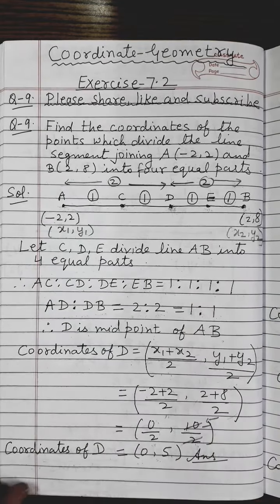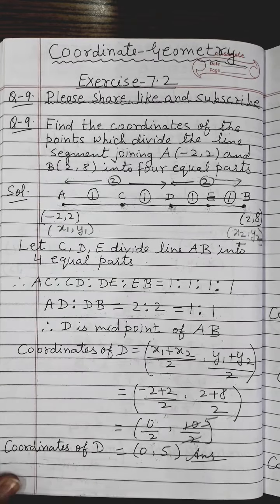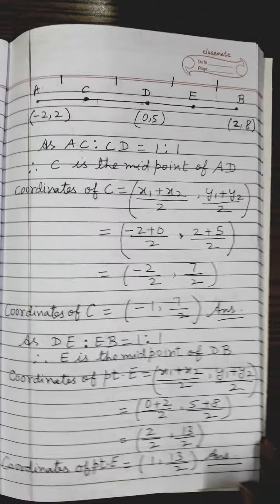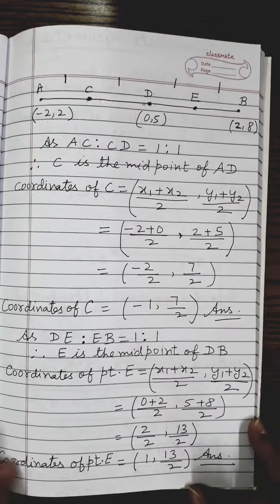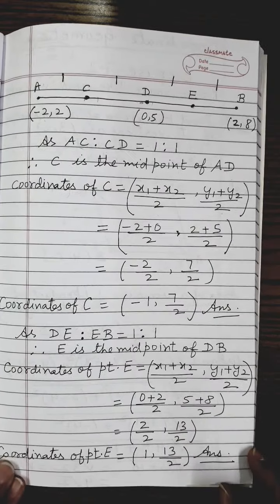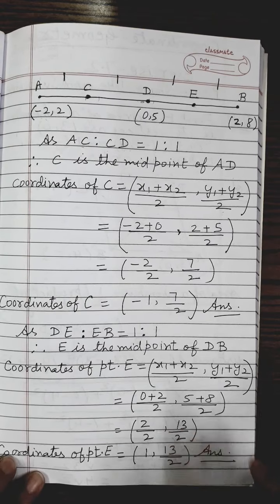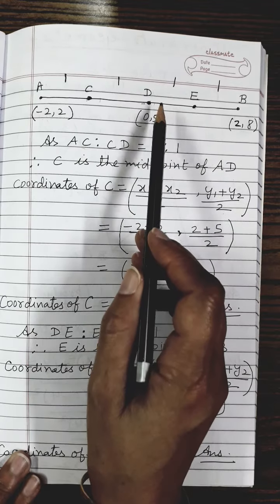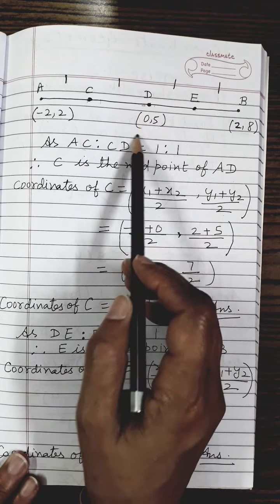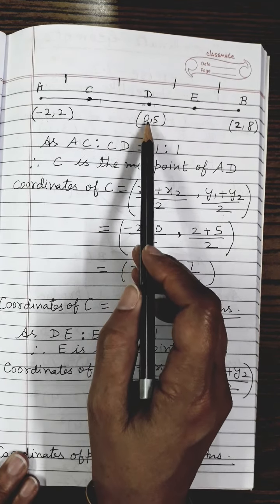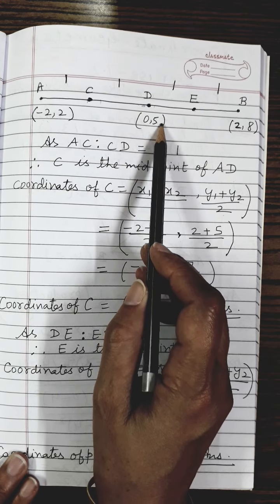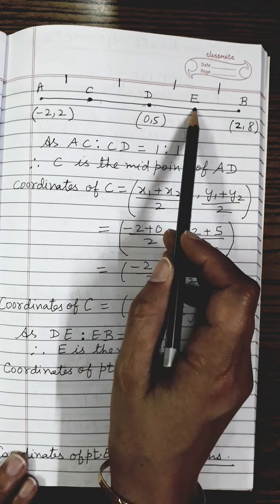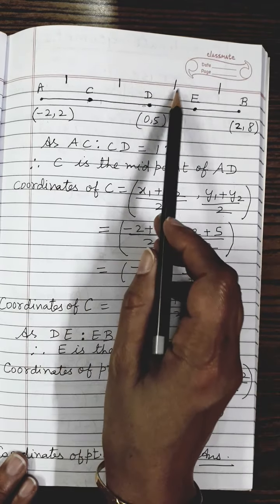So this is the coordinate of one of the points. Now let us come to the other points. Now I am drawing this line again. Line AB was given to you, with coordinates of A (-2, 2) and coordinates of B (2, 8). These are the 3 points C, D and E. Coordinates of D we have already calculated, so I can write down the coordinates of D as (0, 5) on this line. Now these ratios AC : CD : DE : EB are 1 : 1 : 1 : 1.